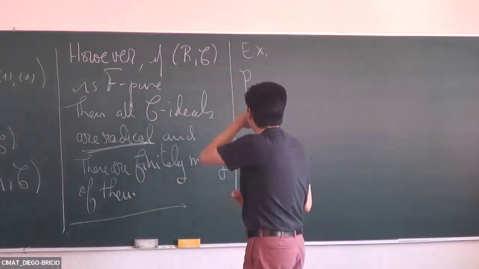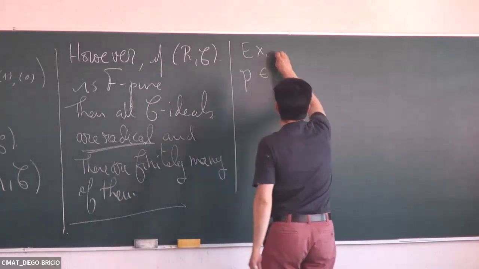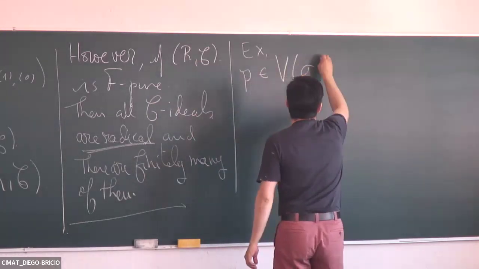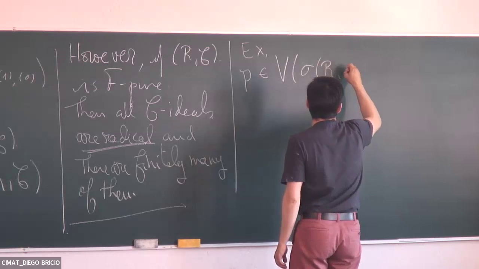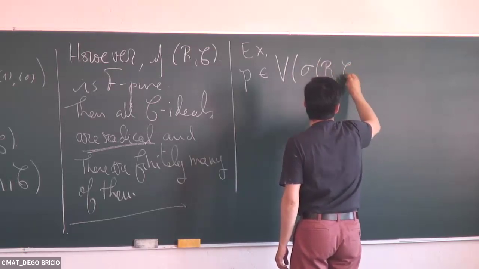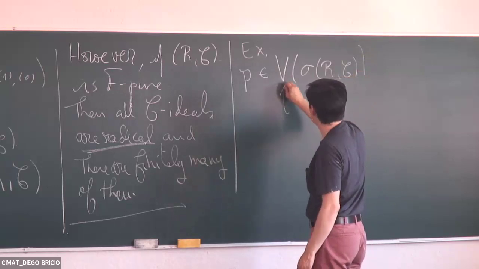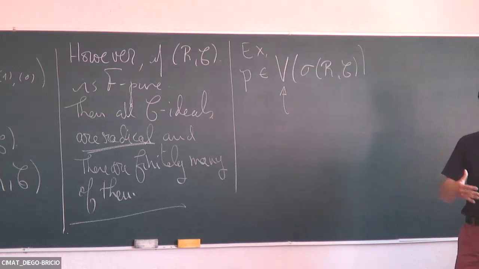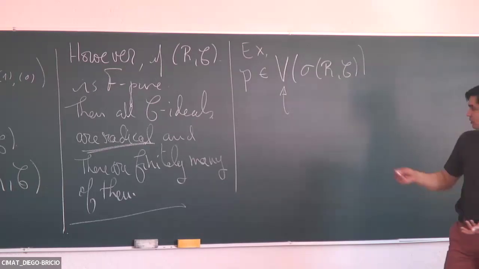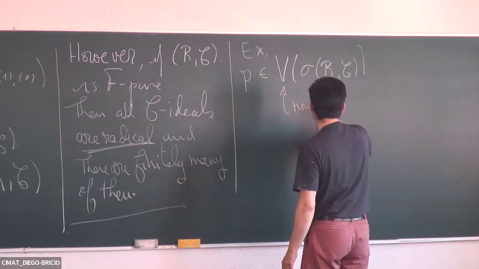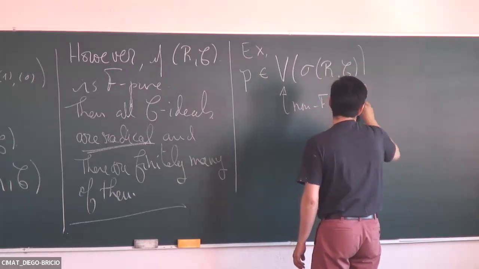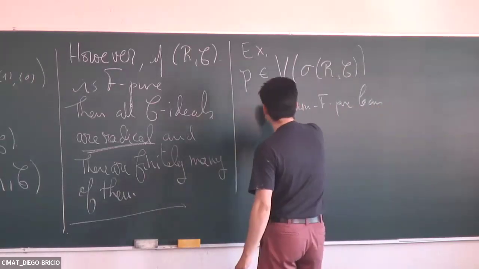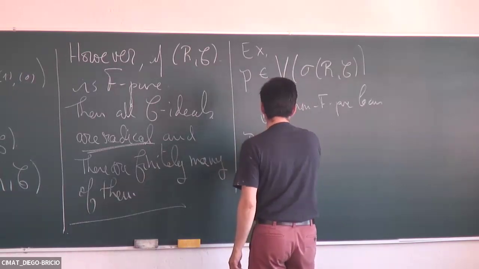But you see, for example, if you have P that contains sigma, actually we saw that this closed subspace inside the spectrum is the non-FP locus. So if you take a prime P in the non-FP locus, that automatically is the ideal. So remember, this is a non-FP locus. If you take a prime there, then automatically this is in here.